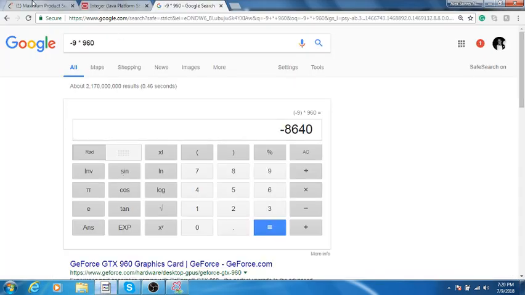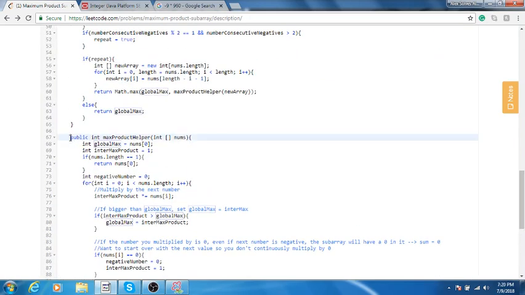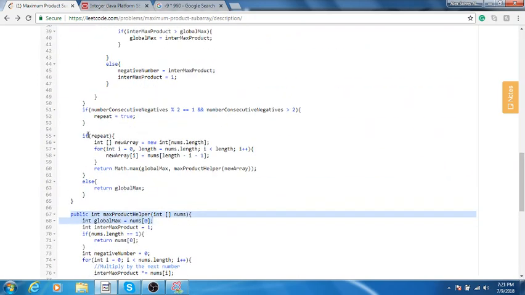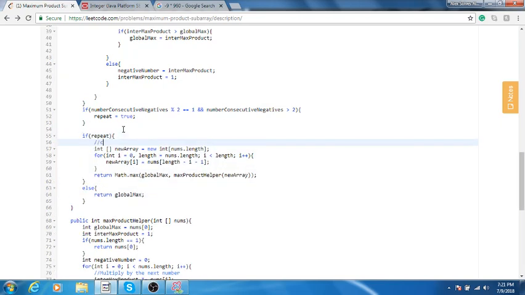So I'll show you my Leetcode solution. I have my global max here. You can see it's kind of long because I created a helper function where I pretty much just copy and pasted everything. But this is my original function. If I need to repeat, what I do here is copy over all the numbers in reverse order. And then I return the maximum of either what I got from my first function or what I get from my helper function with my reverse numbers.